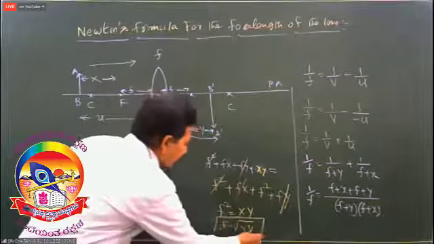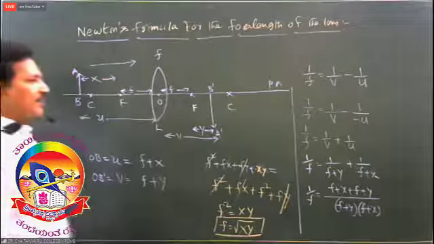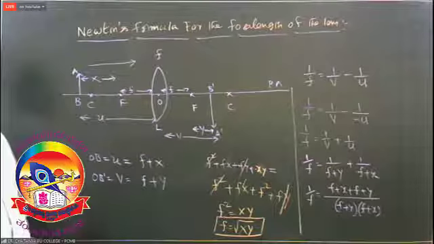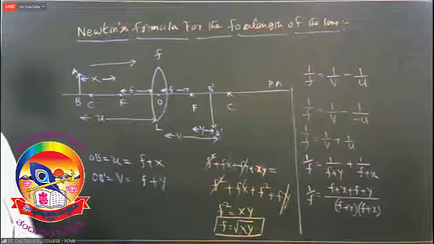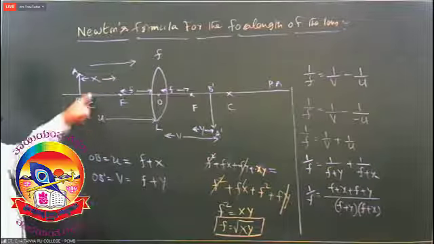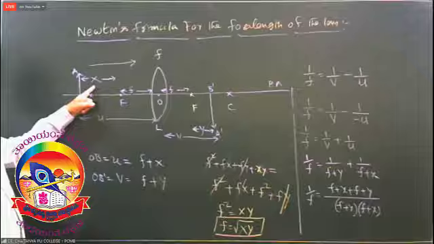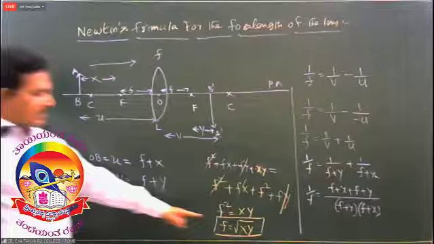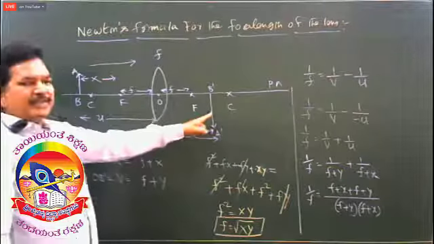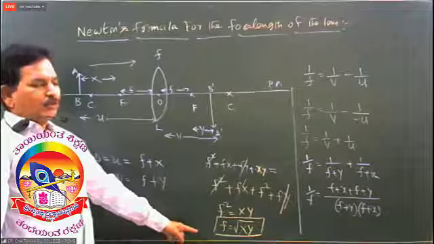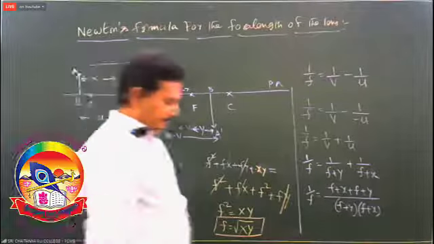This is the formula for the focal length of the lens by using Newton's formula. f is equal to root xy, where x is the distance of the object from the principal focus and y is the distance of the image from the principal focus. f is equal to root xy.